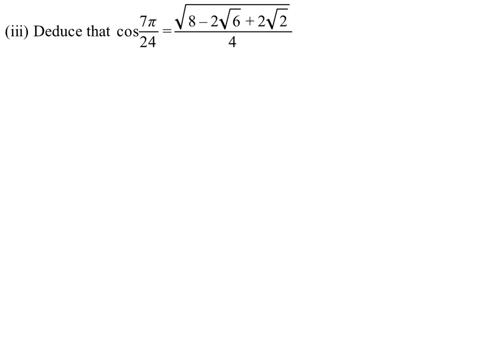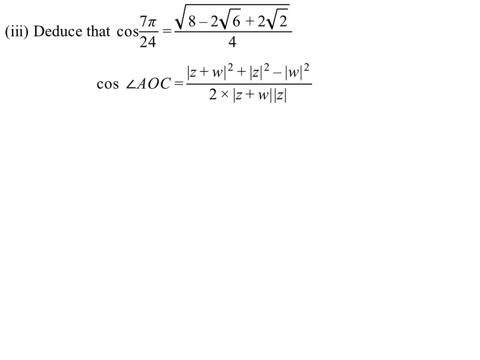The cos of 7 pi on 24, therefore, is the square root of 8 minus 2 root 6 plus 2 root 2, all over 4. I'm going to use the cosine rule on that triangle. The three sides of the triangle are the modulus of z plus w, the modulus of z, and the modulus of w. The cos of angle AOC will become that expression. That's why they asked us to find the modulus of z plus w squared.